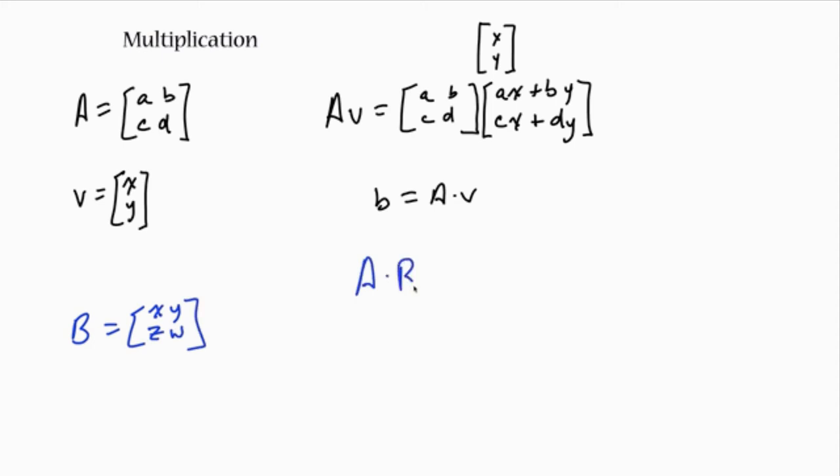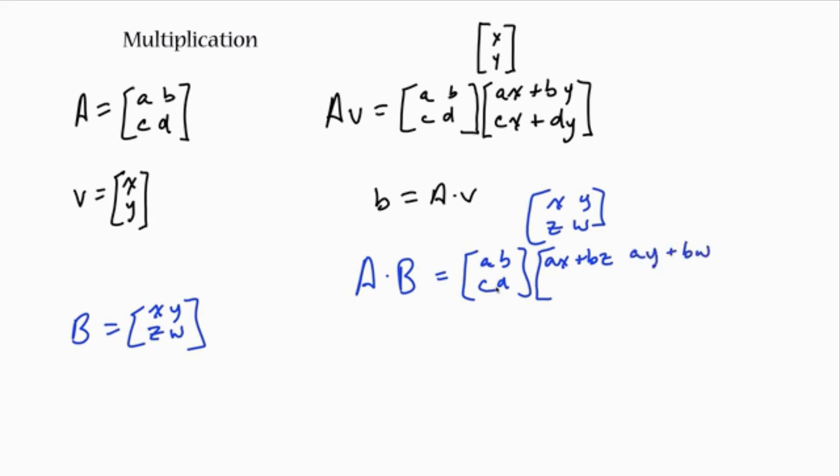If I want to multiply A times B, it's exactly the same thing. I'd stick A here, B here. The result is going to be the same size, have the same number of elements, I should say. For the first one, you get the dot product of this row and this column, which is AX plus BZ. Then this next element is the dot product of the second column and the first row, which is going to be AY plus BW. This element will be the first column and the second row, so CX plus DZ. And then finally, this element is going to be this column vector and this row vector, CY plus DW.